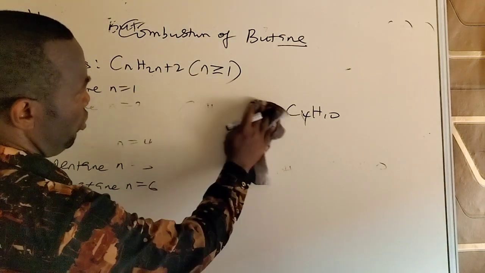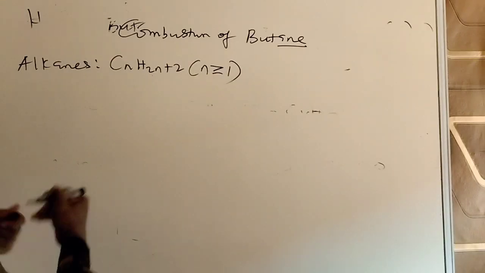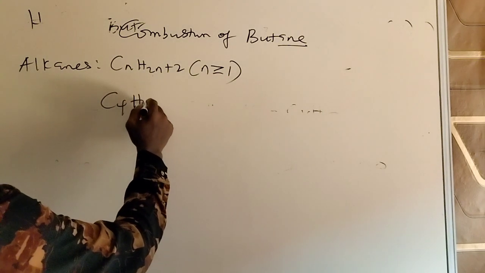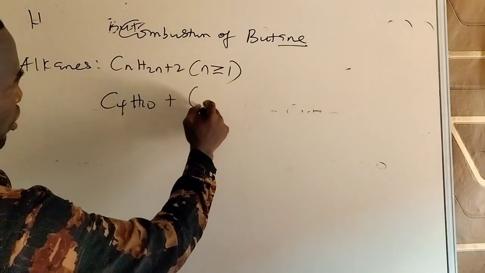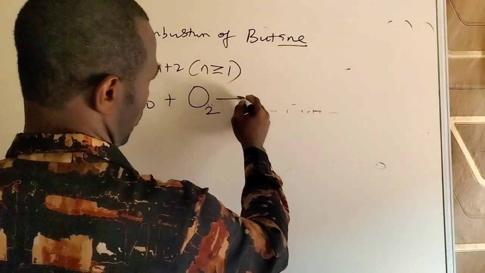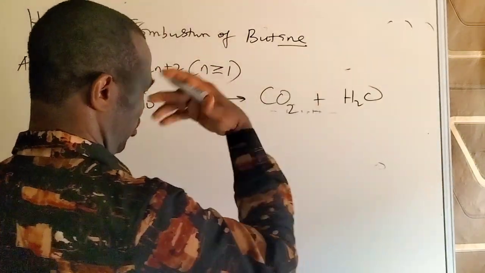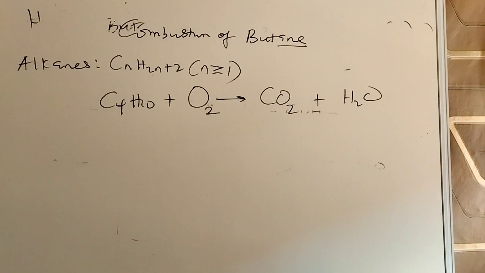So, since we want to write the equation to show the combustion of butane, butane is C4H10. Combustion means burning butane in oxygen. Oxygen is diatomic, O2. You see? And when hydrocarbons burn, they produce CO2 and steam. You have to know this from residual knowledge. You should know it. So having done that, you balance the equation.